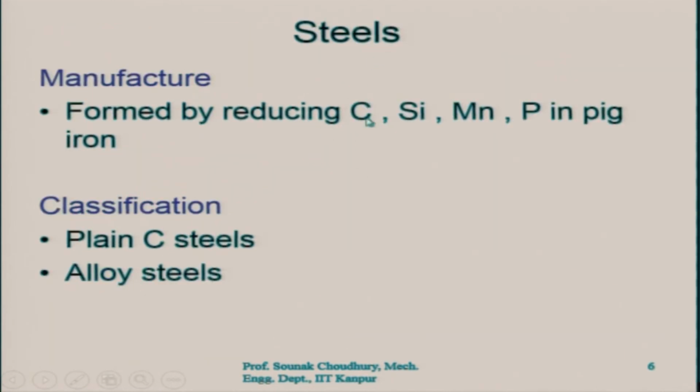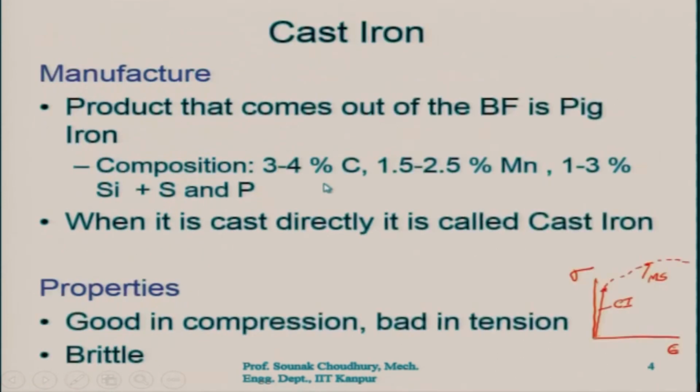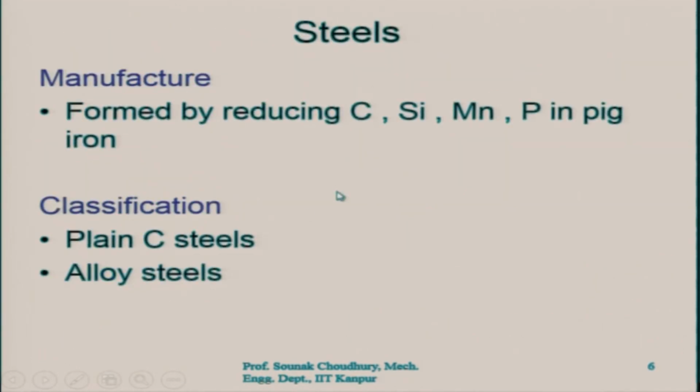Next is the steel, where, as I said, the percentage of carbon in cast iron is 3 to 4%, while in steel it is less than 2%. Steels are produced by reducing the percentage of carbon, silicon, manganese and phosphorus in the pig iron. Pig iron is from the blast furnace. There we have a certain composition of carbon, silicon and manganese; by reducing those compositions, we get the steel. That is as simple as is required.